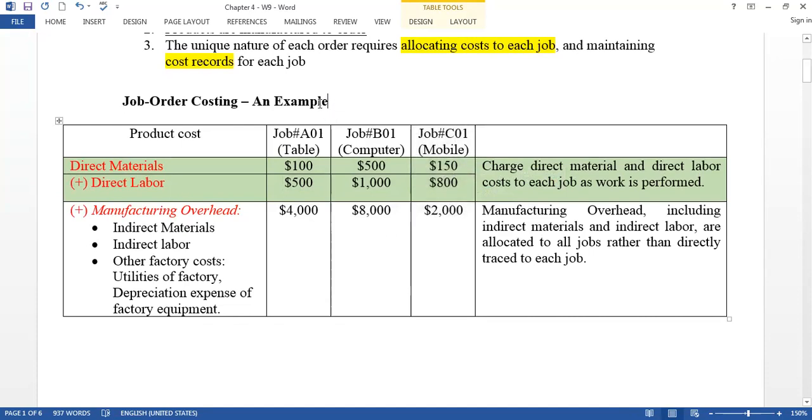So this is the overview of the job order costing system. We produce different products in a factory. We receive the order first, and we allocate the cost to each job.